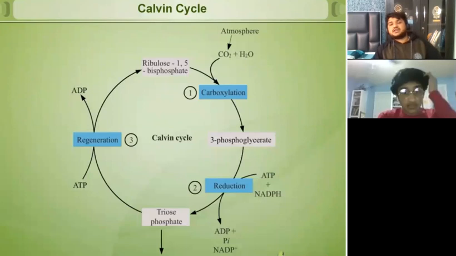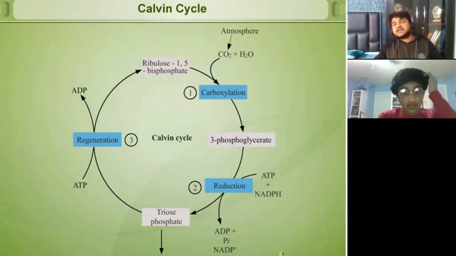If I ask you one thing, why is the Calvin cycle also called the C3 cycle? Because the first product is of three carbon. Carboxylation is the first step. Just after the first step, which is the carboxylation, it is forming the first compound, made up of three carbon. It means 3 PGA, 3 phosphoglycerate, is made up of three carbon only. That's why it is C3.